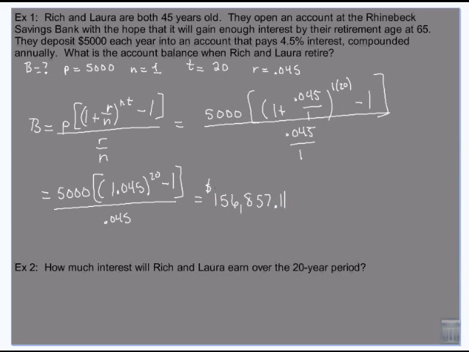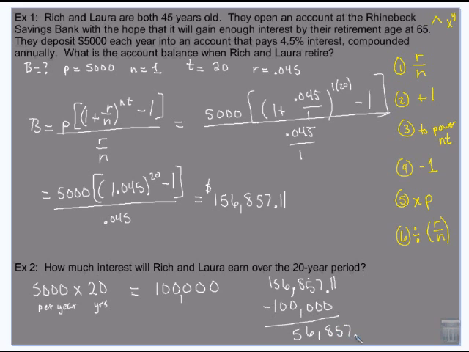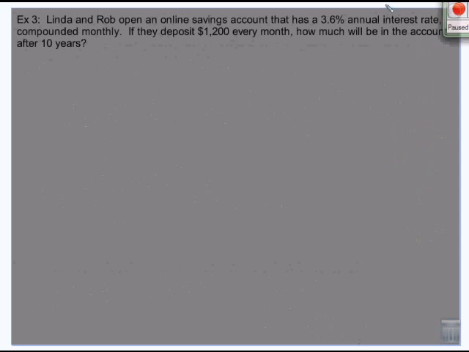Okay. Figure out how much interest they would earn. Well, how much are they depositing? So we take that $5,000 a year and we multiply it by 20 years. They're depositing $100,000, right? And then we take what they actually earn, and we take 100,000 away from it. So they are earning $56,000 in interest.